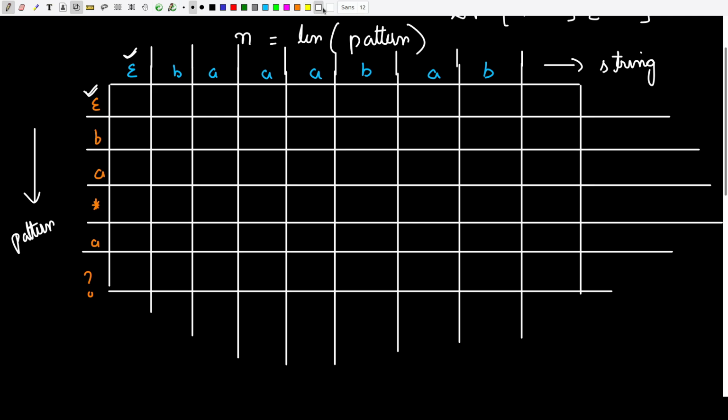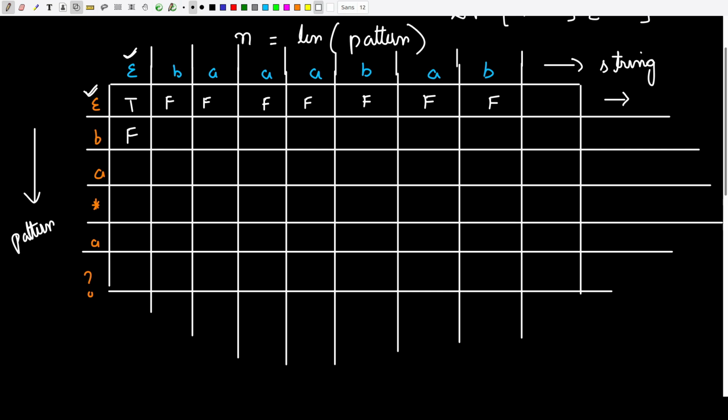Now let us populate our DP table. Since the empty pattern matches with the empty string, we are going to mark it as true, and for the remaining fields of this row, all the values will be false, because an empty pattern cannot match a string whose length is greater than 0. Similarly, a pattern of length 1 cannot match an empty string, because of which this entry will be false. Now let us proceed for others.